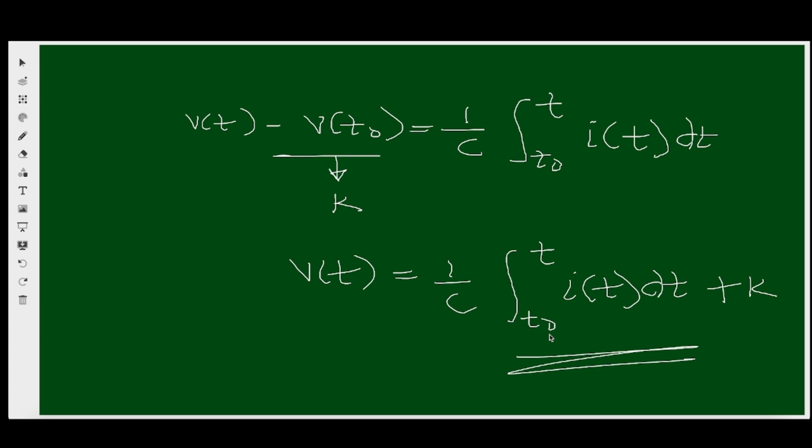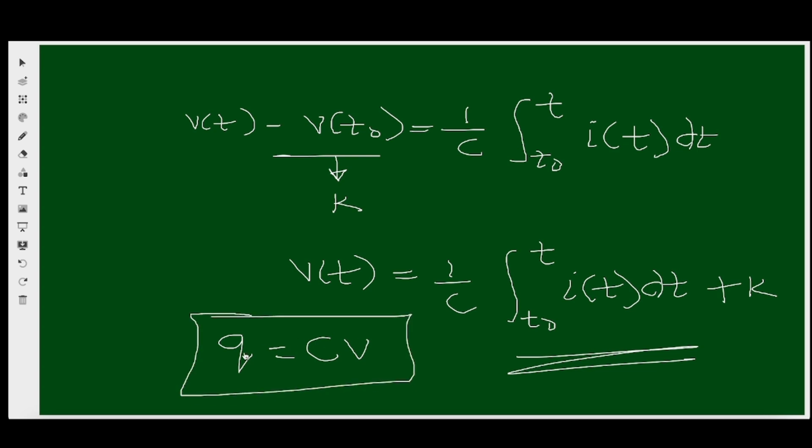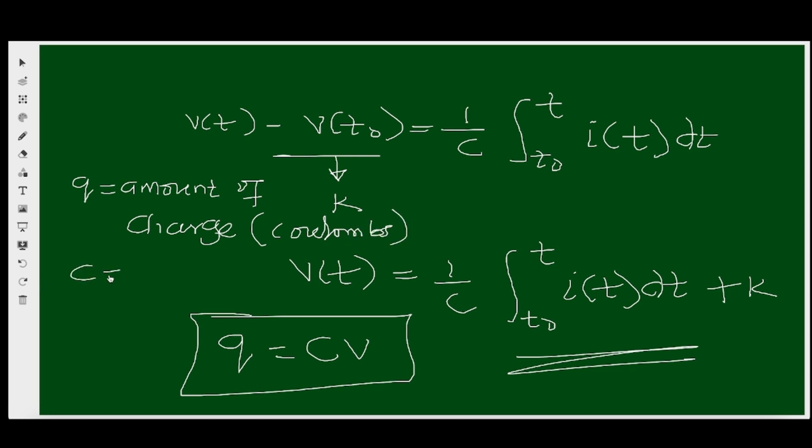And of course, we can also define the relationship between capacitance and voltage as Q is equal to CV, right? Q is the amount of charge, which the unit is coulombs. Then of course C is capacitance, and V is voltage.